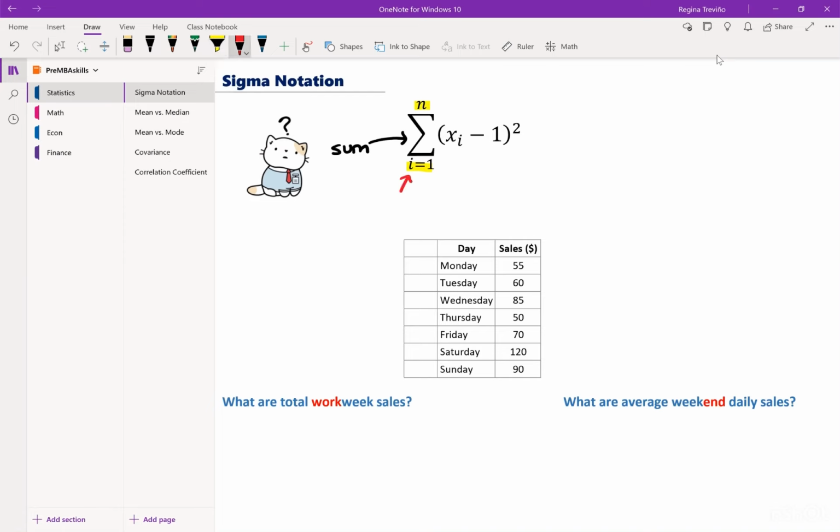Under sigma, we're going to have an index that tells us where to start adding the values of the variable, on top where to stop, and next to it, what operation, if any, we need to do to the values of the variable before adding them all up.